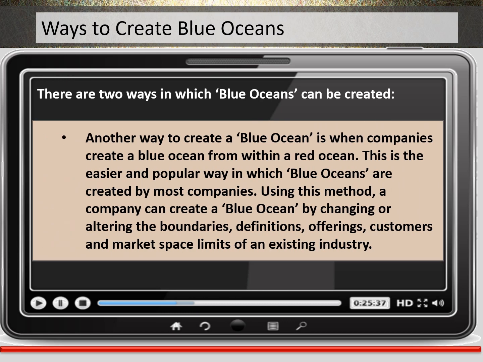Another way to create a blue ocean is when companies create a blue ocean from within a red ocean. This is the easier and popular way in which blue oceans are created by most companies. Using this method, a company can create a blue ocean by changing or altering the boundaries, definitions, offerings, customers, and market space limits of an existing industry.